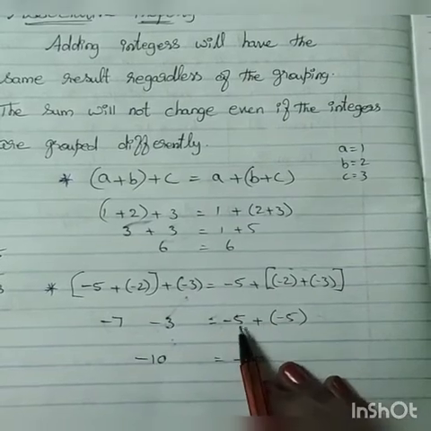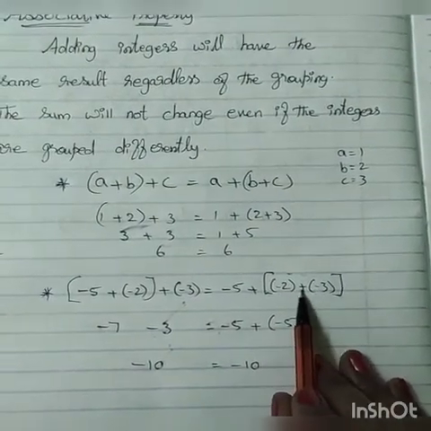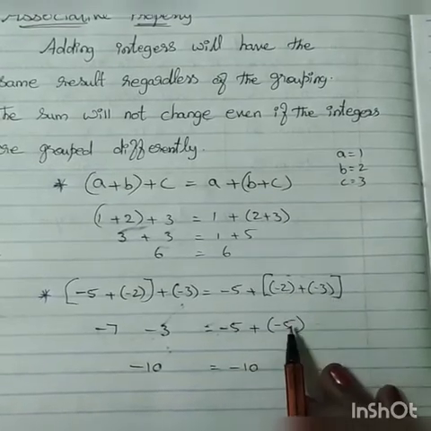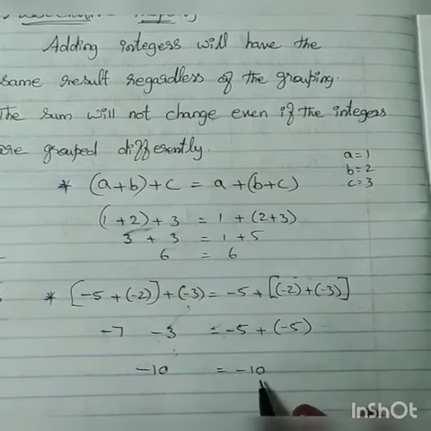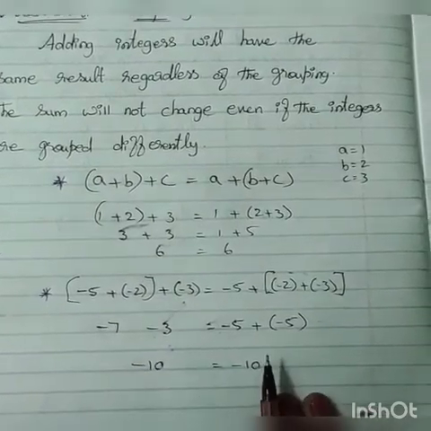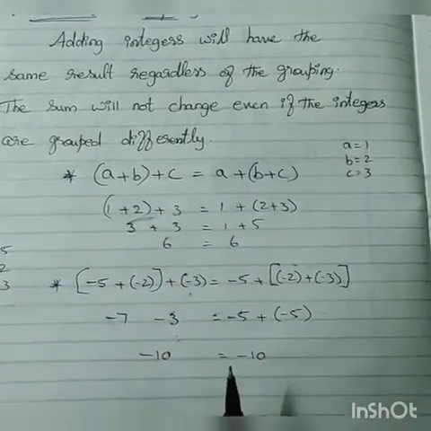Then here, minus 5 plus of this minus, and plus into minus is minus here. So 2 plus 3 is 5. We should put the negative sign. So minus 10. So left hand side equal to right hand side. So in the associative property, this condition satisfies.